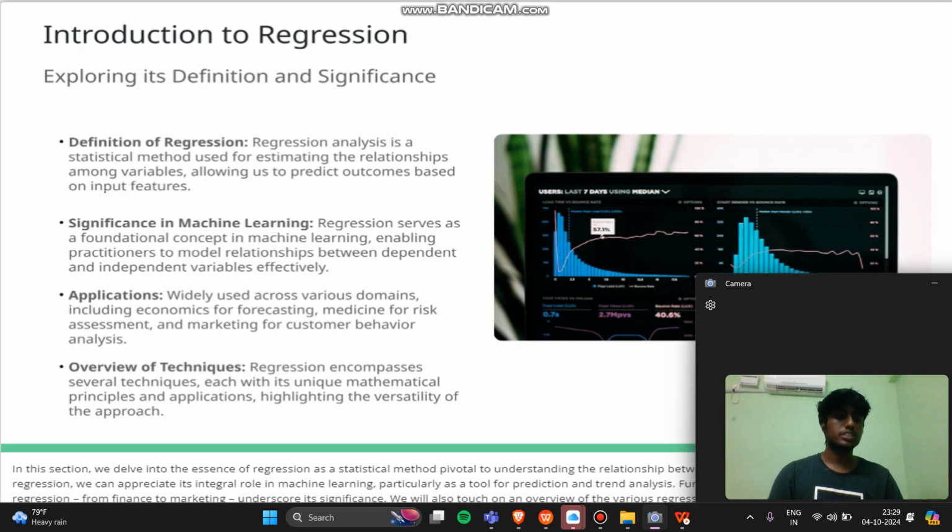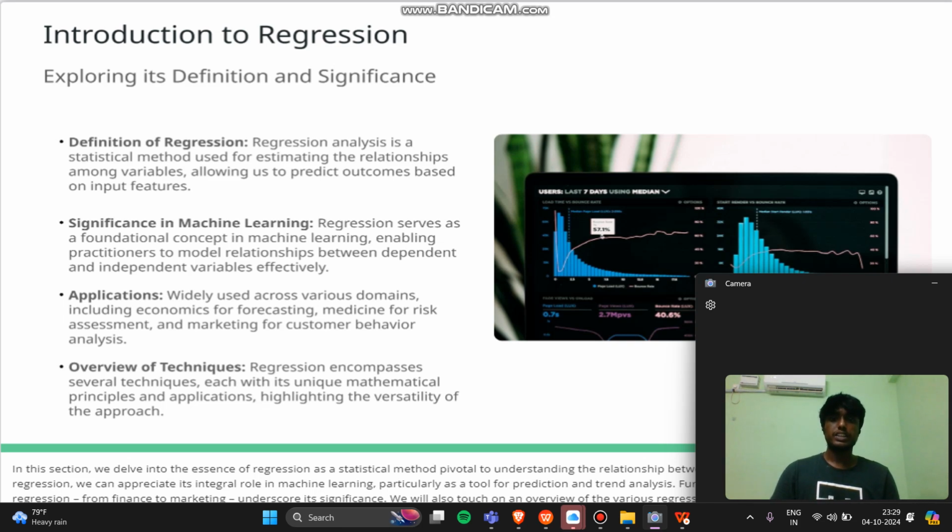So let's go to the introduction of regression, exploring its definition and significance. Defining regression: regression analysis is a statistical model used for estimating the relationships among the variables, allowing us to predict outcomes based on the input features.